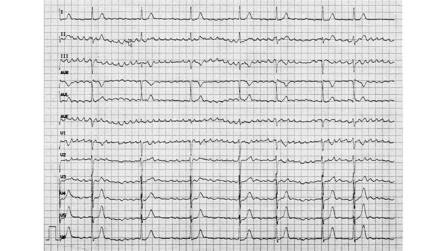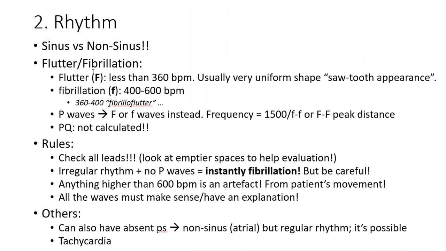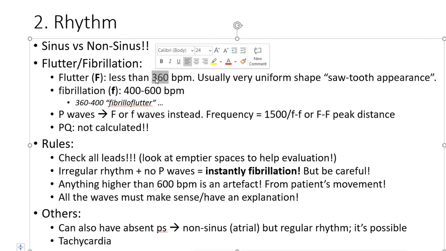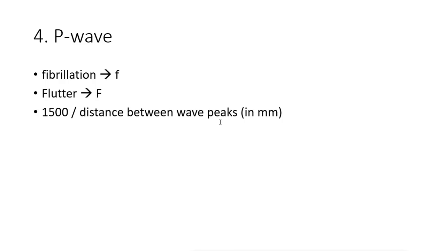Okay, if it's flutter, we use capital F to indicate flutter. If it's small f, we use that to indicate fibrillation. So capital F for flutter, small f for fibrillation. Flutter is less than 360, i.e. if we take 1500 divided by the FF peak distance, the FF interval, we'll find that it is less than 360. Okay, so let's take an example.